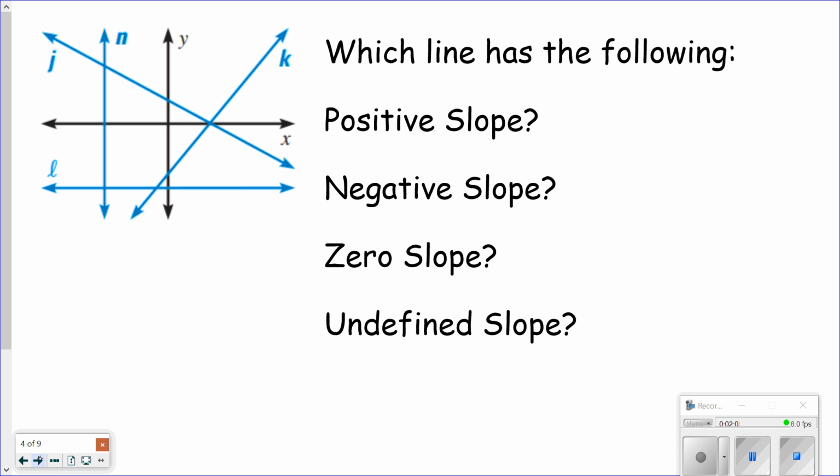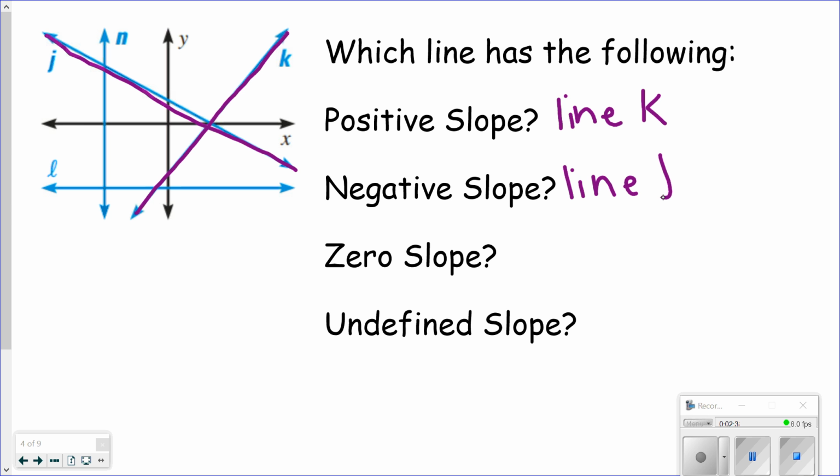All right, now I have a bunch of different lines here, and I want to determine which line has the following. How about a positive slope? A positive slope is a line that is increasing and going up. So that would be line K. A negative slope would be a line that is decreasing or going down. Which line would that be? Line J.